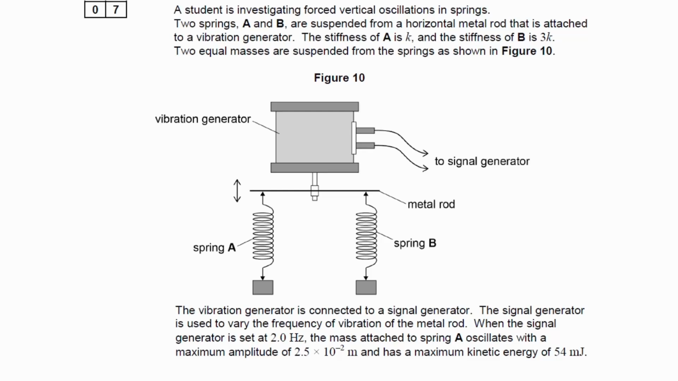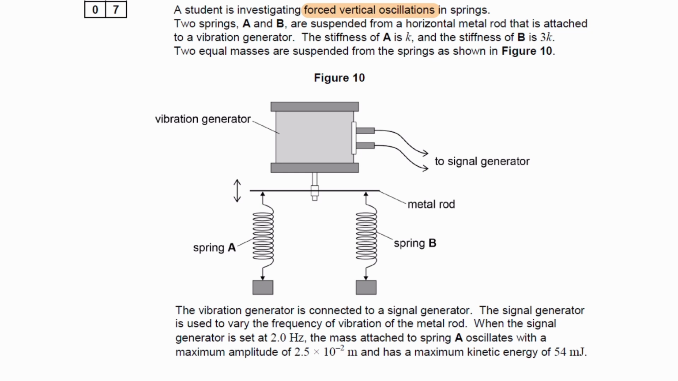A student is investigating forced vertical oscillations in springs. Two springs, A and B, are suspended from a horizontal metal rod that is attached to a vibration generator. So this vibration generator is causing this metal rod to oscillate up and down, and that causes these two mass spring systems to oscillate up and down as well.